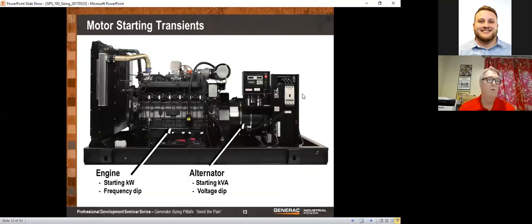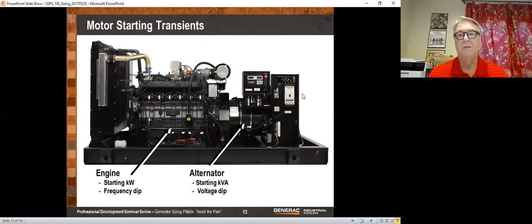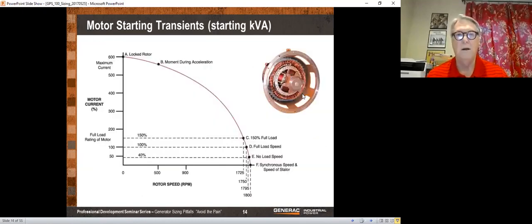Now let's talk about motor starting. Typically, a generator is composed of an engine and an alternator. Those do not need to be the same size. It turns out by UL, the alternator must be at least as large as the engine. However, the engine does not need to be as large as the alternator. So it's very, very common for us to oversize alternators, and we're going to be talking about why we do that in a moment.